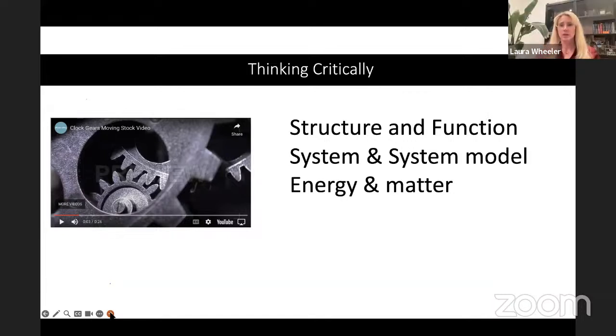The other way that we think critically about this is when we look for matter. In other words, we could identify the materials used in the system. And so I'll take a minute and ask, what materials?